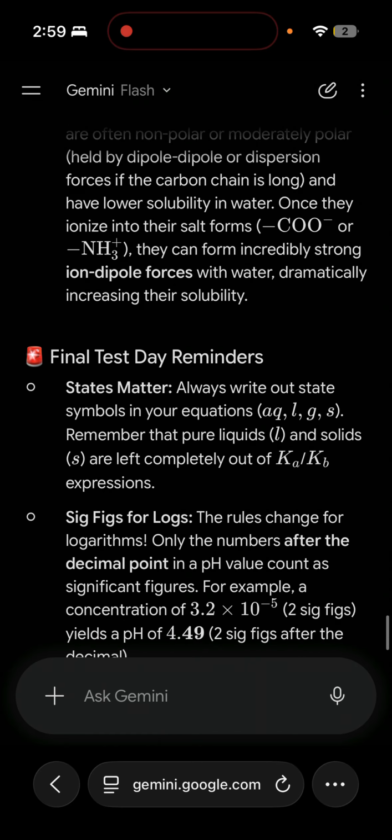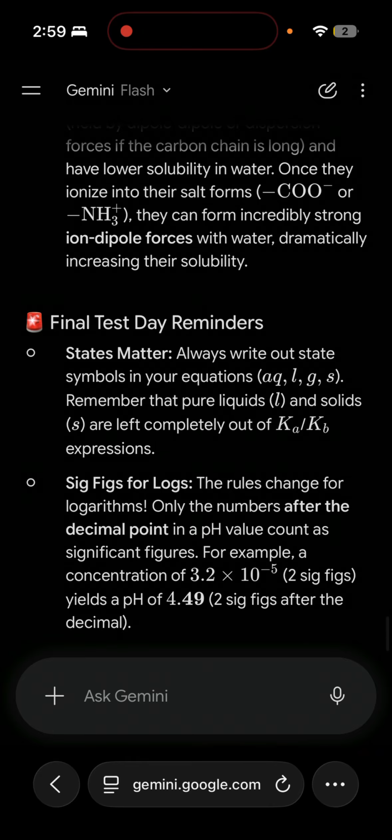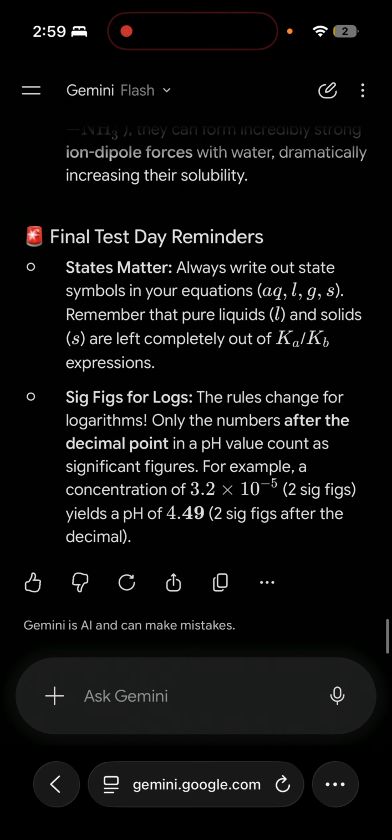So state matters. Always write out state symbols in your equation. Remember that pure liquids and solids are left out completely from Ka/Kb expressions.